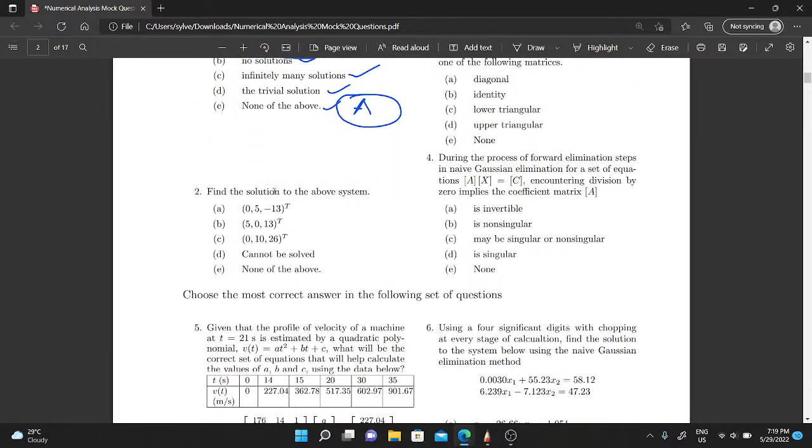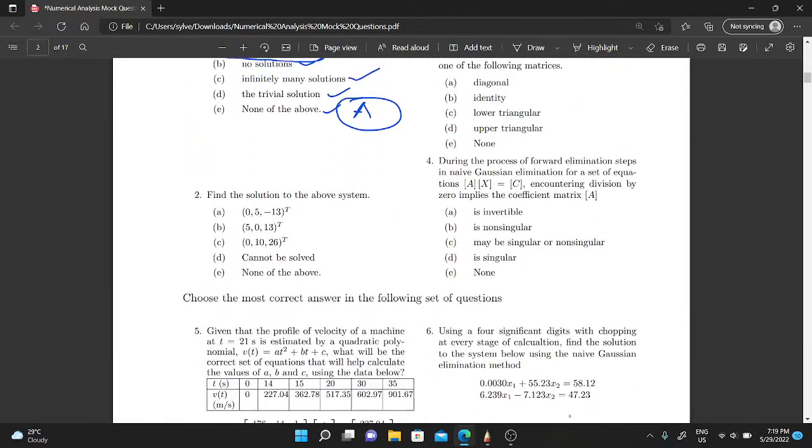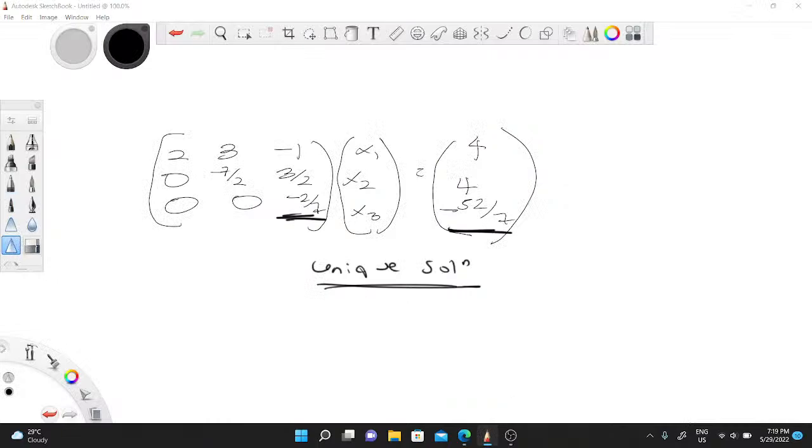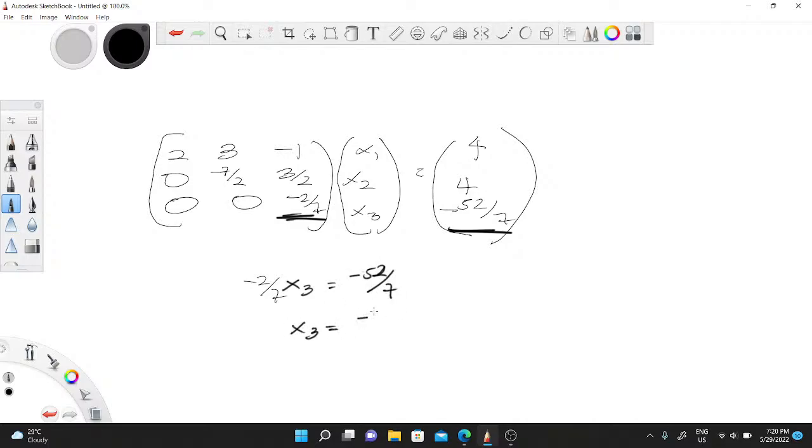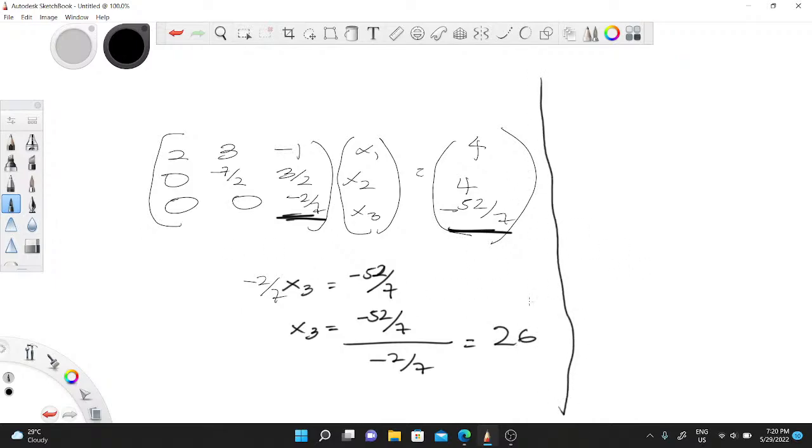Sure. So now, if it has a unique solution, what is the solution to the system? We've reduced it to an upper triangular matrix in this form, which makes it way simpler. So we just have to do back substitution, and then we get the answer. Negative 2 on 7 times x3 will give you negative 52 on 7. That means x3 is negative 52 on 7 all divided by negative 2 on 7, and that gives us 26.